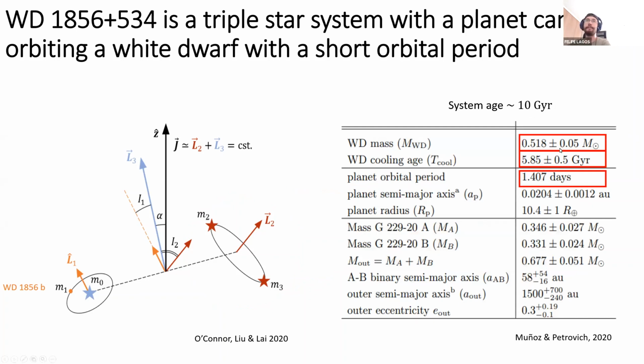In this table, we can see the main properties of the system, and the most important characteristics here are the mass of the white dwarf, the cooling age of the white dwarf, which is the time it takes for the white dwarf to cool down to its current temperature since its formation, and the orbital period of the planet. Furthermore, using the kinematics of the system, they derive that it is likely part of the thin disk of the galaxy, which marks an upper limit for its total age of 10 gigayears. They also derive an upper limit to the mass of the giant planet candidate of 14 Jupiter masses.